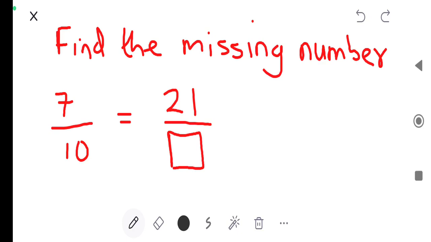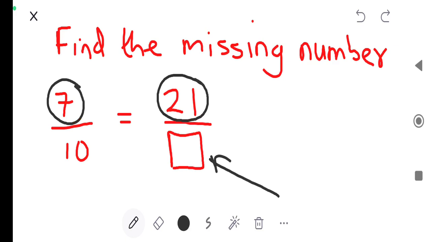Now the denominator here is 10 and the denominator here is not given. It means that the denominators are not complete. Because they are not complete, you cannot start from the denominator. So you rather start from the numerator. The numerator here is 7 and the numerator here is 21. Now because this box is under 21, you can't start from 21. So you rather start from 7.